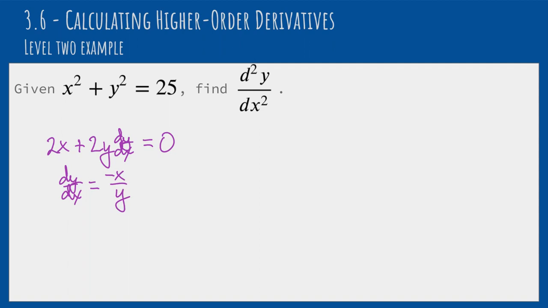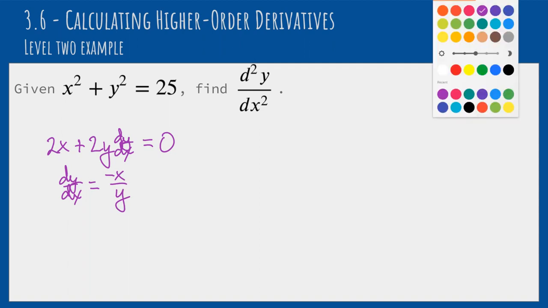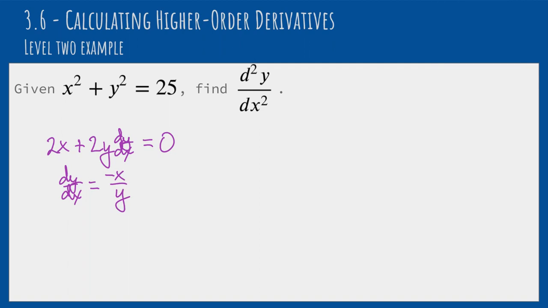Thinking ahead, though, I want the first derivative as simple as I can before I take the derivative of that to go on to the next step. So now, since I want the second derivative, I'm going to take the derivative of that with respect to x. So on the left side, the second derivative of y with respect to x is going to be written like that.